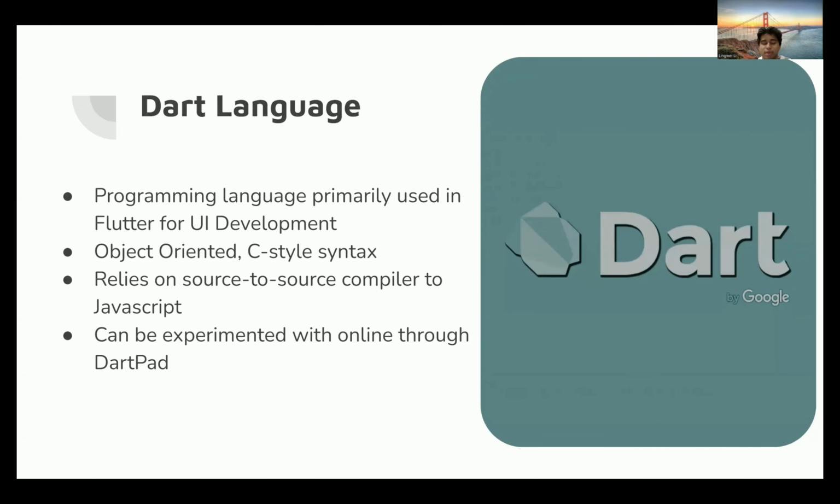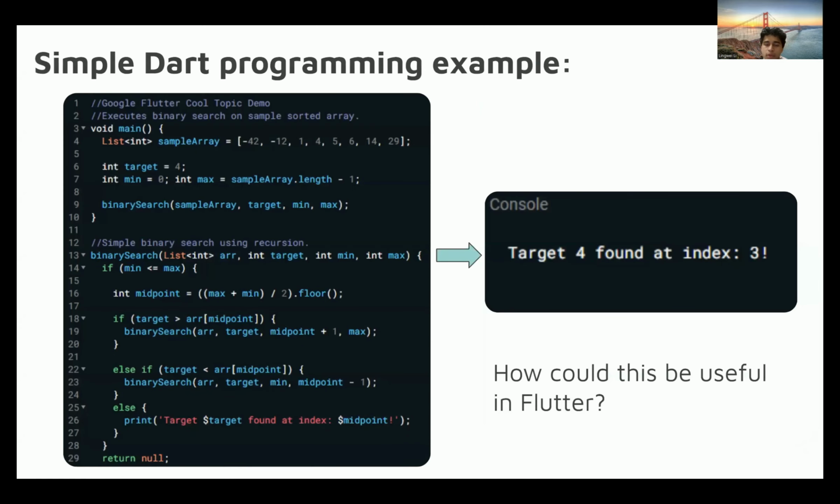So what is Dart programming language? It's primarily used in Flutter for UI development. This is an object-oriented programming language with C-style syntax. This language can be experimented with online through a website called Dartpad. So this is an example that we coded up in Dartpad, and in this we created a simple binary search using recursion. As you can see, this can be useful in Flutter because if you're developing an application such as a dictionary, you can easily search through it to find a word you like.